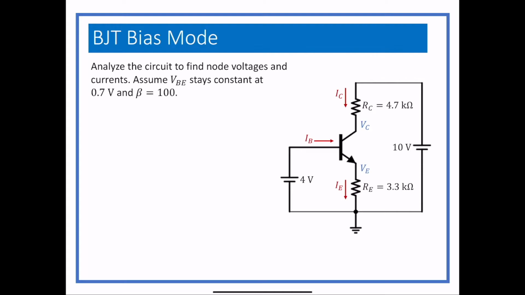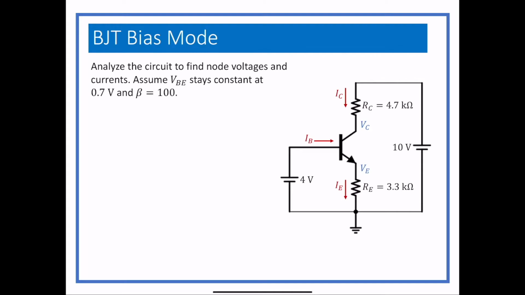Oftentimes it's half-ish of the collector voltage, like VCC. That's a good design if you can make it half that. Sometimes it comes out to that, sometimes it doesn't. But that's kind of the best you can get.